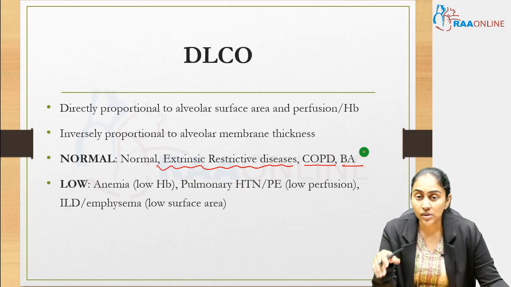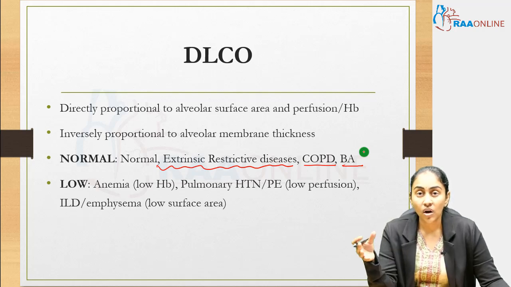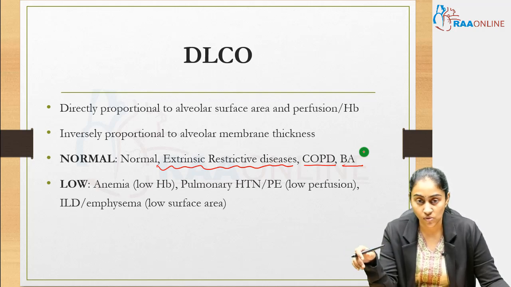Now, where will the DLCO be low? DLCO is low when the hemoglobin is low, so in anemia, in instances of low perfusion, like pulmonary embolism or pulmonary hypertension, and where the alveolar surface area is impaired, like ILD and emphysema. These are the places where DLCO is going to be low. So in all the intrinsic restrictive diseases, anemia, pulmonary embolism and pulmonary hypertension, DLCO is going to be low.